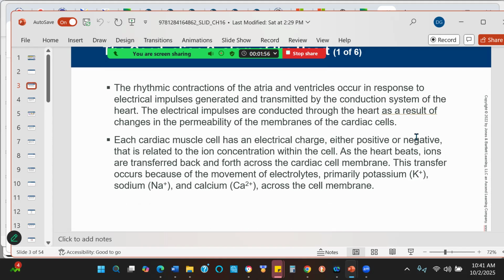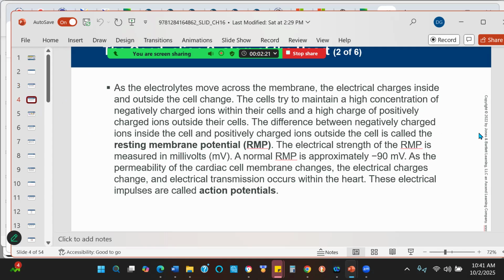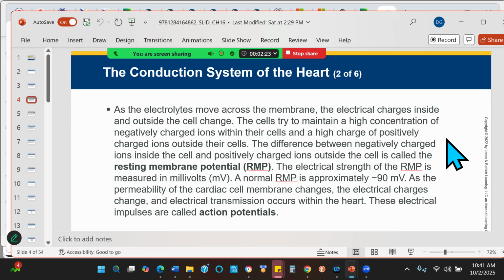The rhythmic contraction of the atria and ventricles is in relation to electrical impulses, and your heart has the ability to generate these impulses itself. It starts in the SA node, as you're going to learn, and the contraction is carried because of the movement of electrolytes, potassium, sodium, and calcium in particular, across cell membranes. If your potassium is out of whack, very low or very high, it can really mess up your cardiac rhythm, as you're going to learn here.